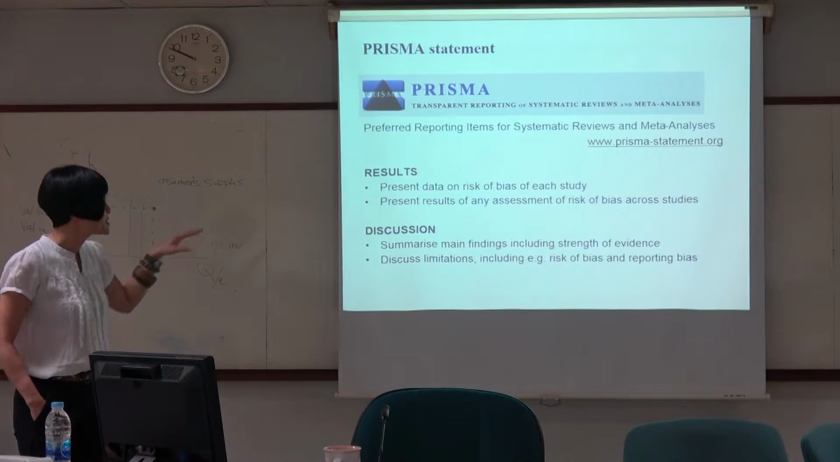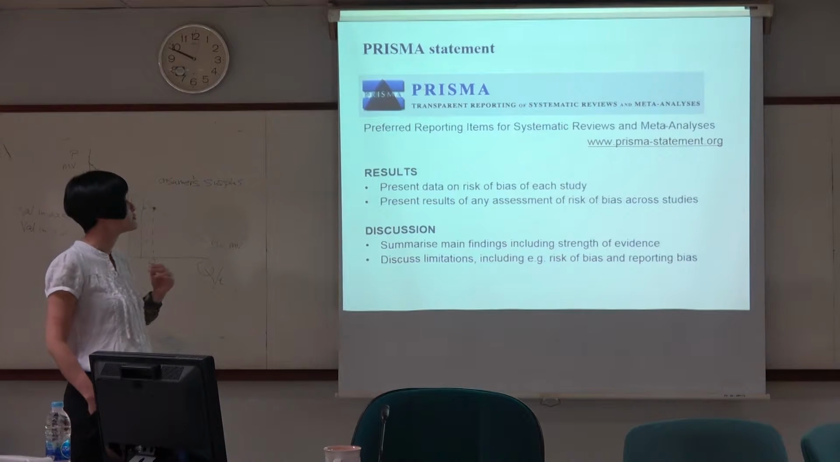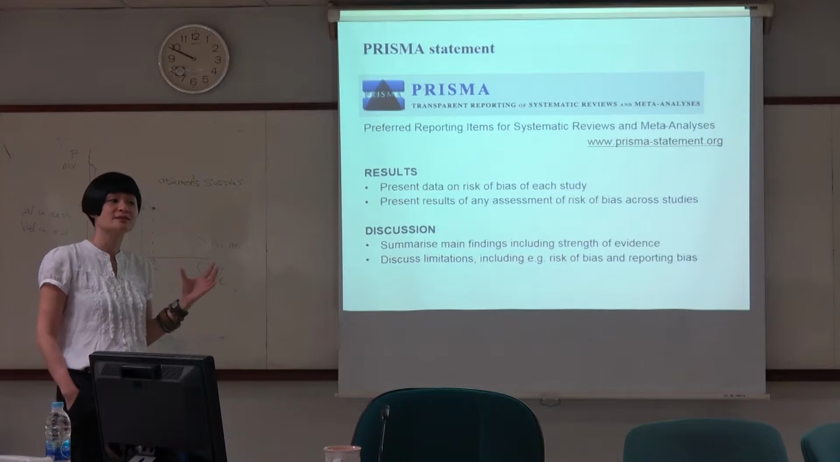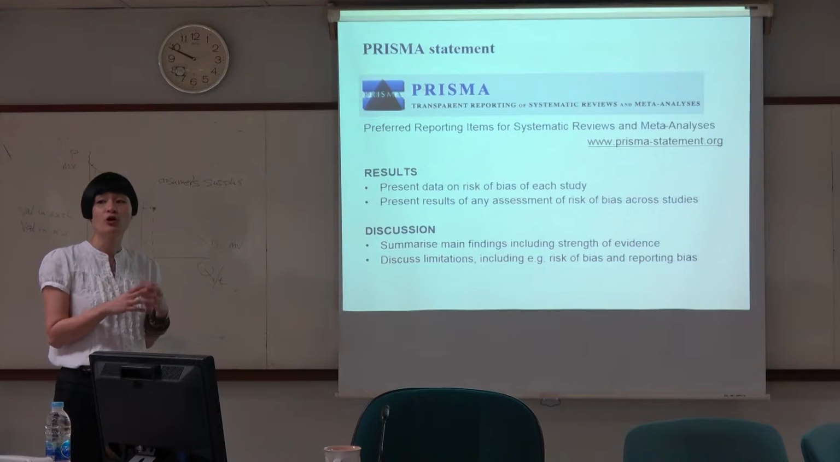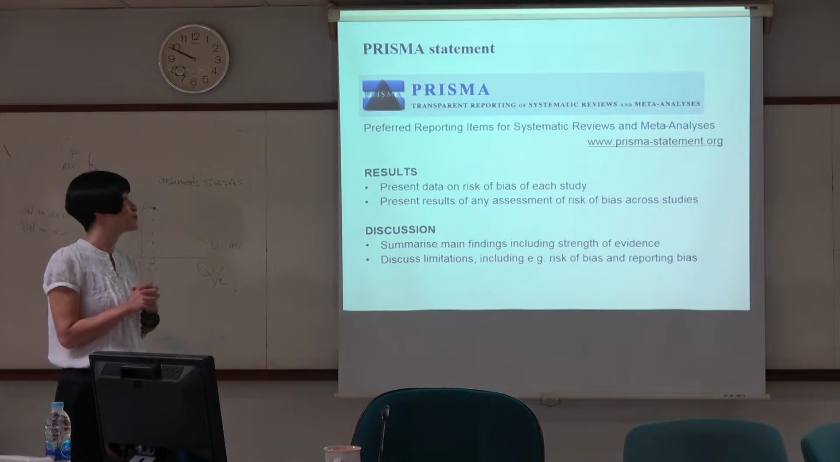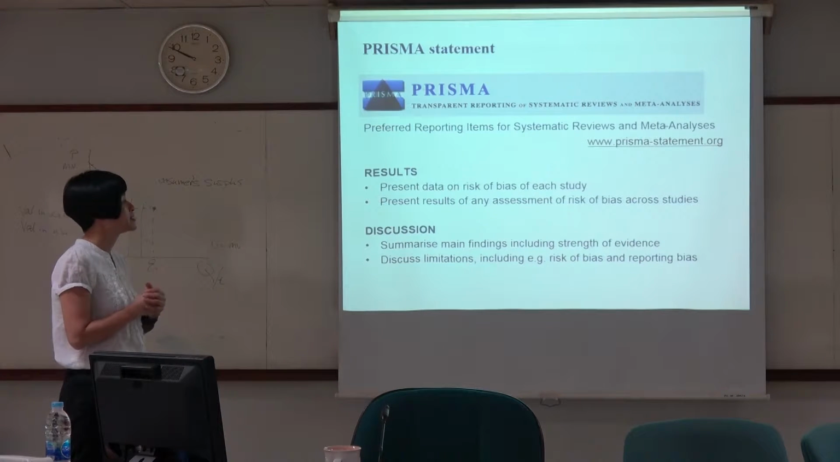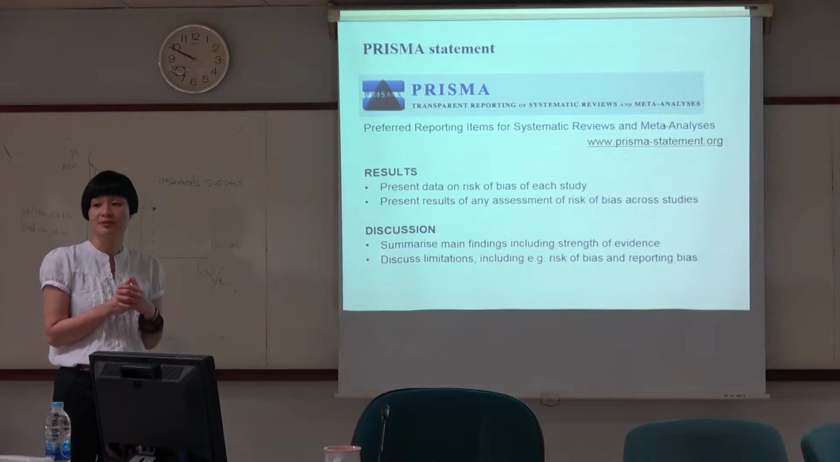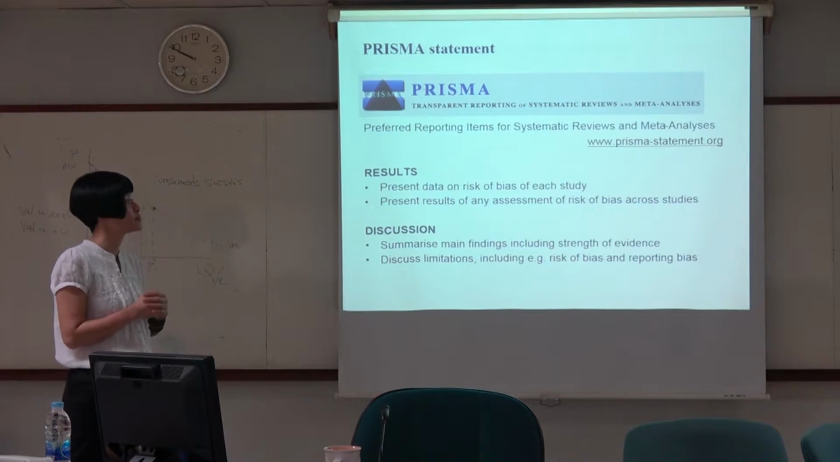And then in the reporting and the results of your systematic review, we expect you to present data on risk of bias for each study. So we talked briefly the other day about how some of the checklists give you a total score. It's not enough to just put an average score or total score up in your review. It's important to present data on risk of bias for each study, and also assessment of risk of bias across the studies. So this is what's expected in the results.